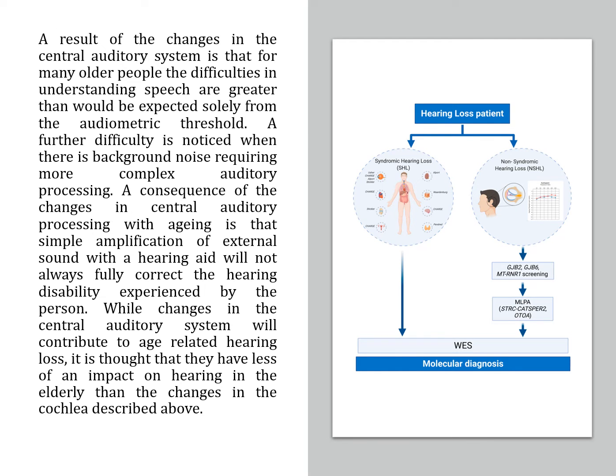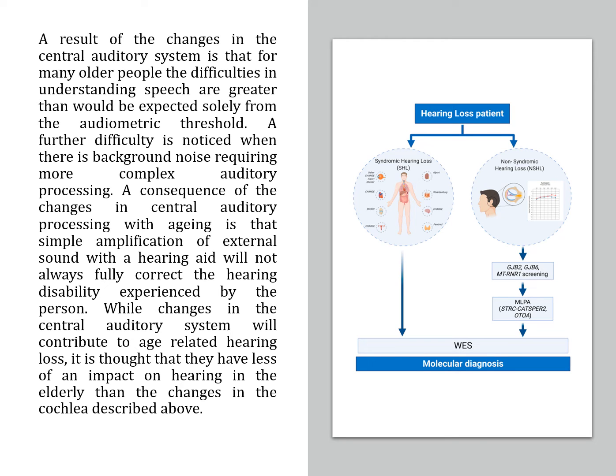A result of the changes in the central auditory system is that for many older people, the difficulties in understanding speech are greater than would be expected solely from the audiometric threshold. A further difficulty is noticed when there is background noise requiring more complex auditory processing. A consequence of the changes in central auditory processing with aging is that simple amplification of external sound with a hearing aid will not always fully correct the hearing disability experienced by the person.